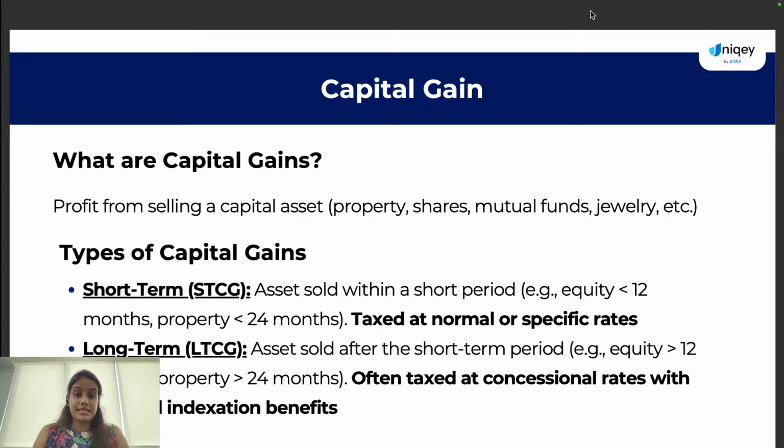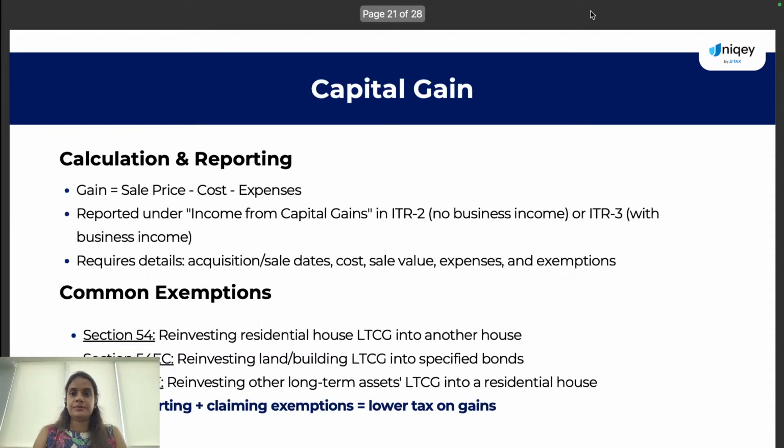Now, how is this taxed? This is taxed at a normal or a specific rate. I will describe this at a later point as well. Long-term capital gain is on an asset which you sold after the short-term period, definitely more than 12 months, or in the case of property, more than 24 months. This is often taxed at a concessional rate as compared to short-term capital gain. And we can have an indexation benefit as well in long-term capital gain.